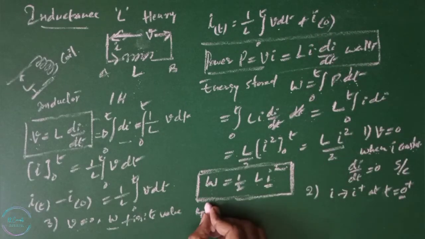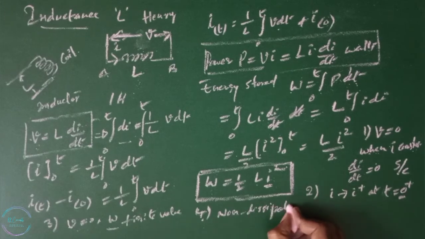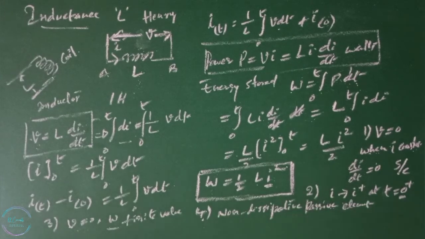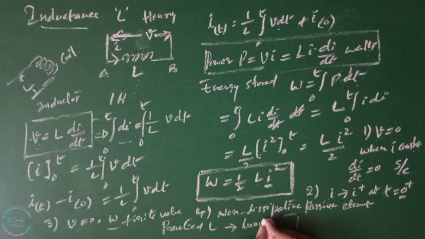Fourth conclusion. A pure inductor never dissipates energy, only stores it. And that is why it is also called a non-dissipative passive element. But a physical inductor dissipates power due to internal resistance. That is why a practical inductor L is known as a lumped element.